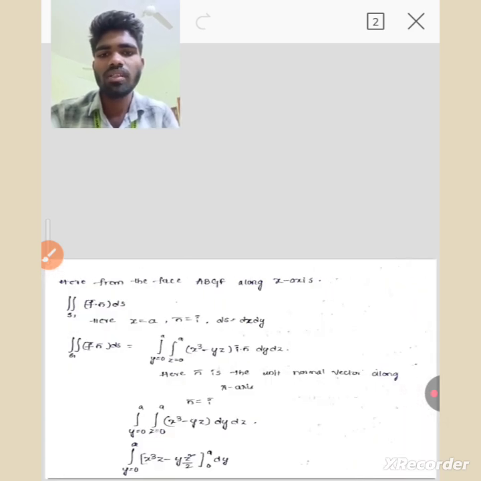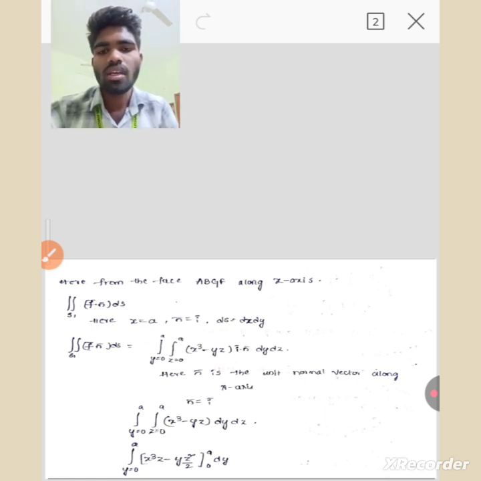Here for the face ABG along the x-axis, the integral over S of F bar dot n bar dS, the value of x equals a and n bar equals i bar, dS equals dy dz. Here the integral over S1 of F bar dot n bar dS equals the integral y equal to 0 to a, z equal to 0 to a of (x cube minus yz) i bar dot n bar dy dz. Here n bar is the unit normal vector along the x-axis, so n bar equals i bar.